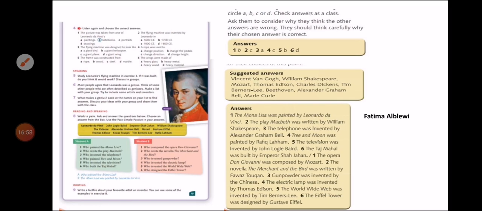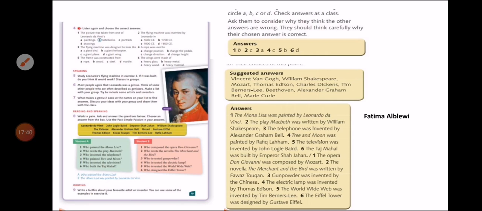Okay. Now, who invented the telephone? The telephone was invented by Alexander Graham Bell. Number 4. Who painted Tree and Moon? Tree and Moon was painted by Rafiq Laham. Who invented the television? Question 5. The television was invented by John Logie Baird. John Logie Baird, sorry.